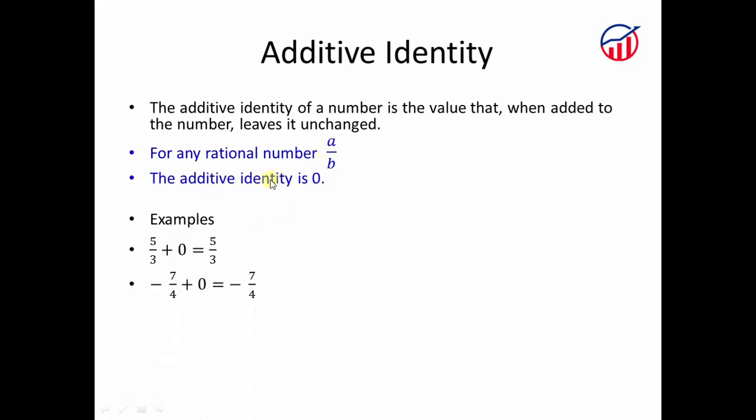Let's take another example. Let's take a negative rational number over here, minus 7 upon 4. When you add 0 to it, the answer will also be negative 7 upon 4. Similarly, let's take 9 upon 2. When you add 0, the answer will be 9 upon 2 only. And even if you take another one, negative 11 upon 6 plus 0, you'll get negative 11 upon 6. So you see in all four cases, irrespective of the number, it may be positive, it may be negative, when you add 0 to it, it does not change the value. Hence, the additive identity is 0.